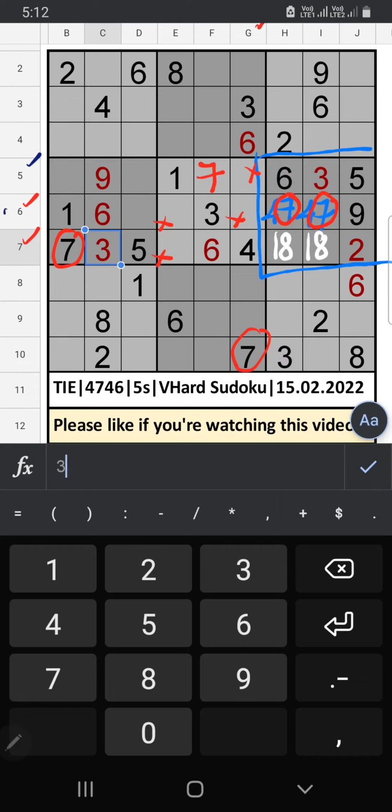Fifth row and sixth row, we have 9. So 9 can't come in these cells. The 9 is confirmed here.